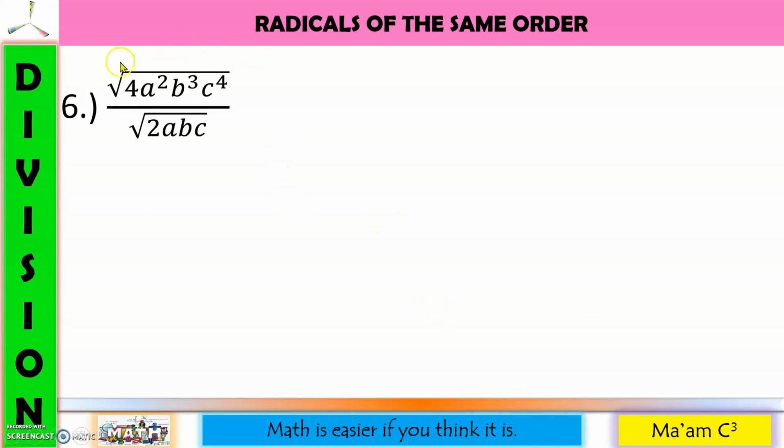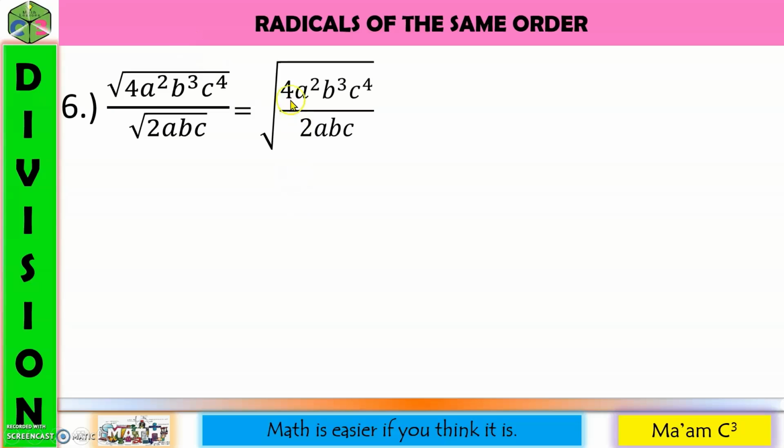Number 6, let's combine them into one radical symbol. 4 divided by 2 is 2. Since this is division, let us subtract the exponents. 2 minus 1 is 1, so we still have 1a. 3 minus 1 is 2, so we have b squared. 4 minus 1 is 3, so we have c cubed.